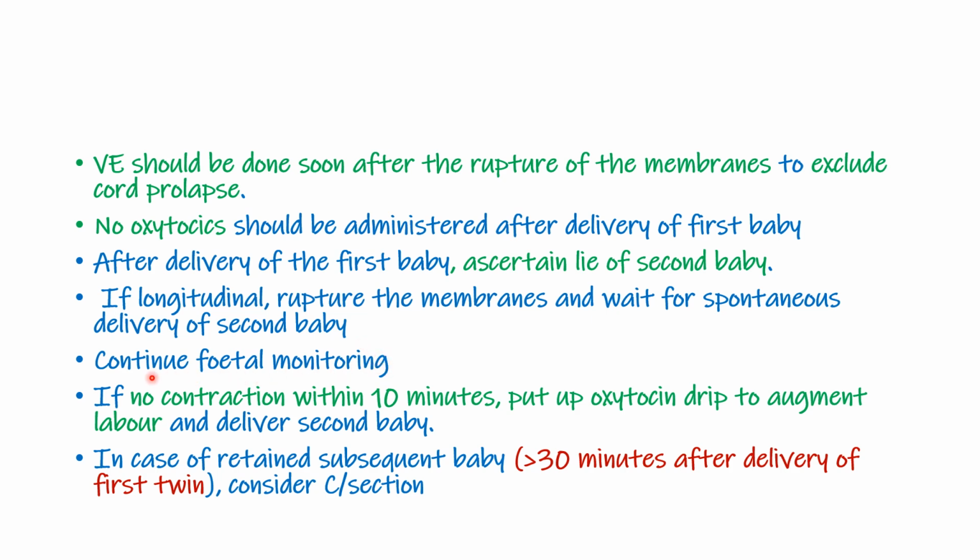Later, you continue simultaneously to do fetal monitoring, and if there is no contraction within 10 minutes, then you put this patient on an oxytocin drip to augment labor, and then you deliver the second baby. Then, in case we have a retained subsequent twin that is greater than 30 minutes after delivery of the first twin, you consider cesarean section.